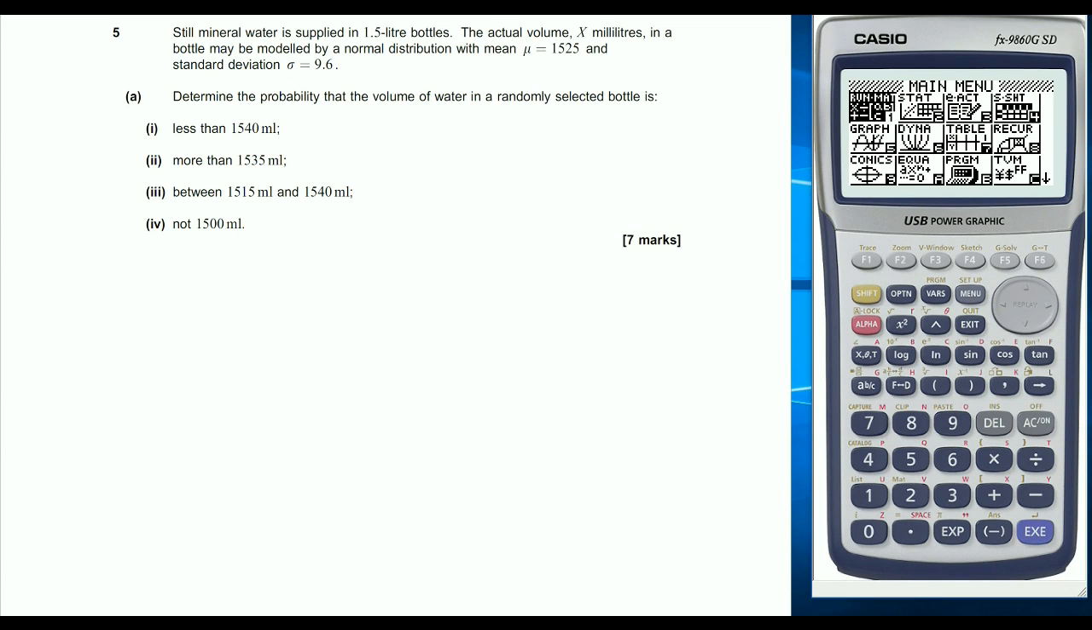Okay, question 5 then is the normal distribution question. So we're told that we've got some still mineral water, and we've been given the actual volume x, maybe modelled by the normal distribution. So we're looking at something that is normal. The mean is 1,525 and the standard deviation 9.6.